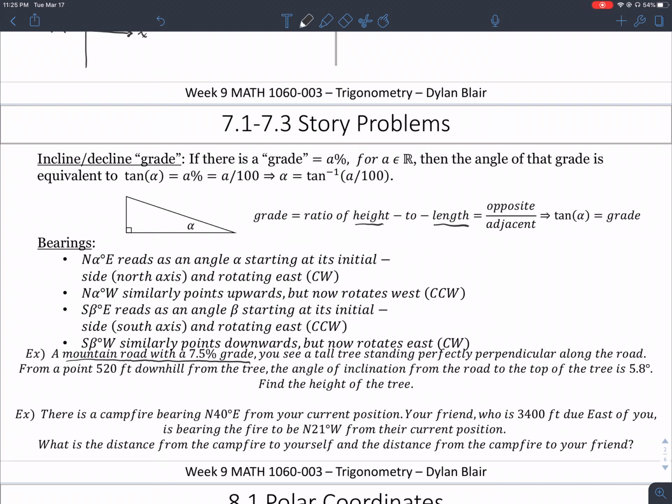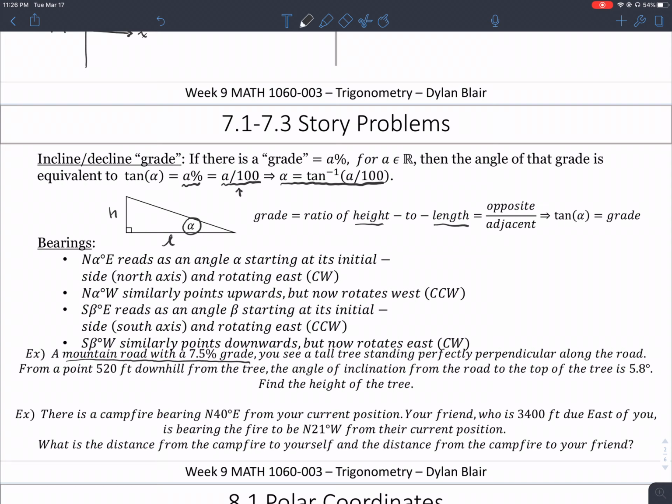And this grade is a ratio of height to length, okay? So if we think about this, our height is over here and our length is over here, and what we truly want in trigonometry is this angle, right? So we want to take the tangent of alpha, the height over the length, that ratio, okay? Well, that height over the length ends up being that grade, okay? But that grade is given to you in a percentage, okay? So you need to convert the percentage into a decimal, into a real number, and then you solve for alpha by doing inverse trigonometry in order to actually get that angle, okay?